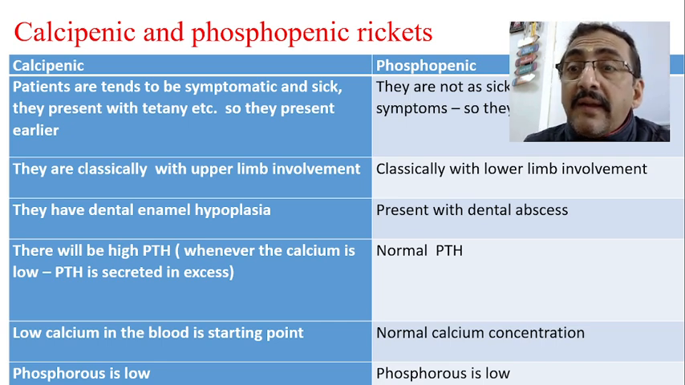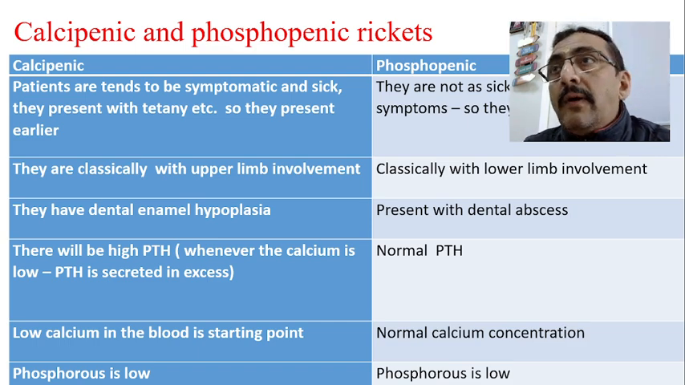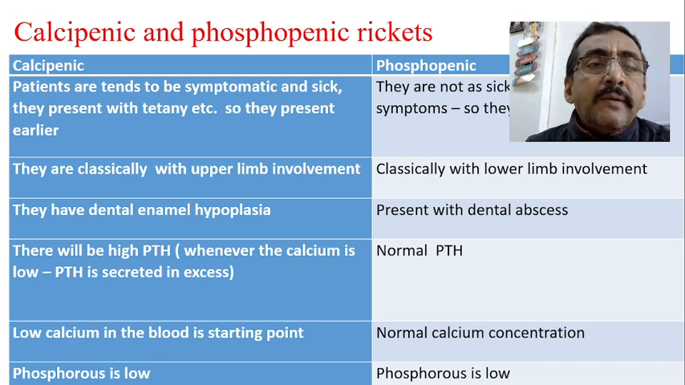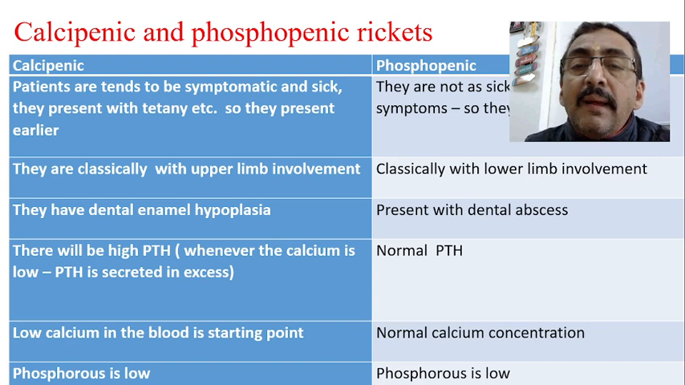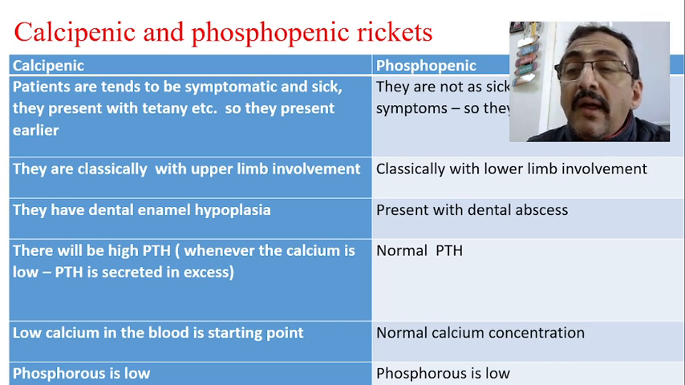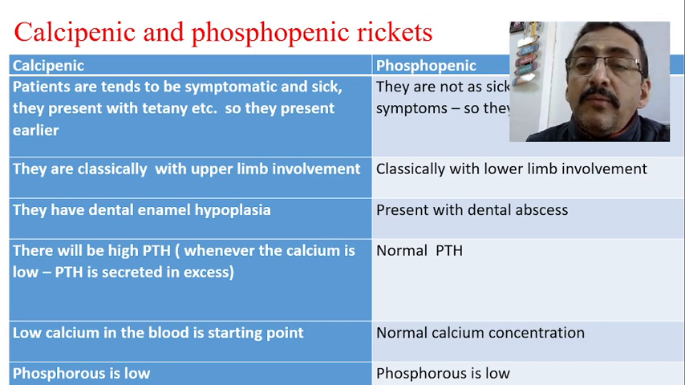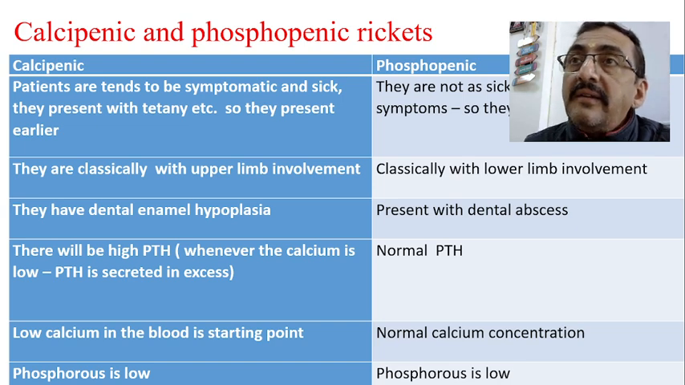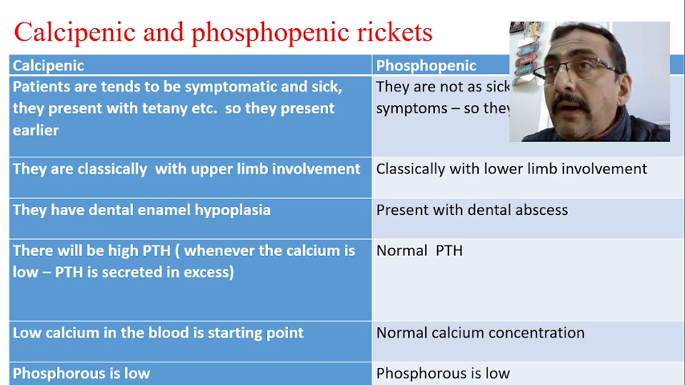Again, calciopenic rickets classically presents with upper limb involvement, tetany and all those. Whereas in phosphopenic rickets, the patient will have lower limb involvement. They have dental enamel hypoplasia, that is calciopenic, whereas phosphopenic rickets present with dental abscesses. Okay, now in calciopenic rickets, you will have high PTH. Whenever the calcium is low, the parathyroid gland will be stimulated and secrete in excess to maintain the dynamic equilibrium of calcium from the bone to the blood. So PTH will be increased.